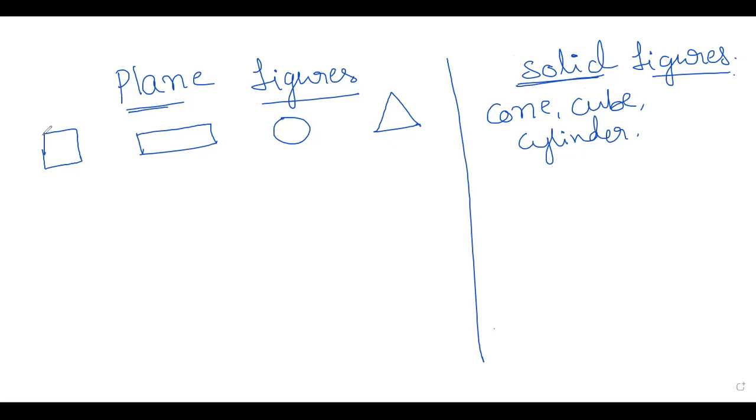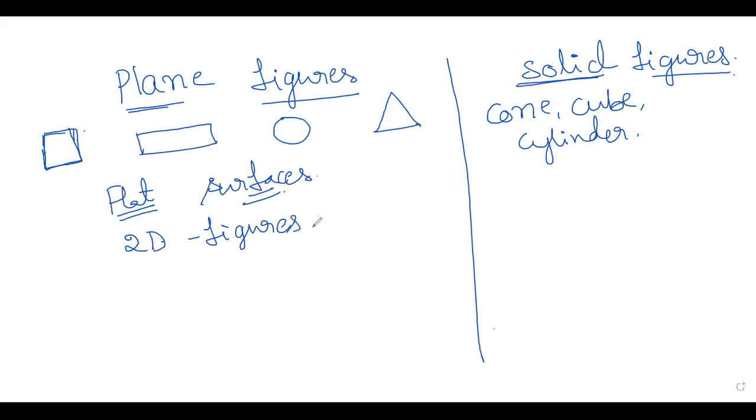So what is the difference between plane figures and solid figures? Plane figures have flat surfaces. Take a rectangle or take a paper. See, it has a flat surface. Right now, children, here you can measure only two things. These are called 2D figures. What do you mean by 2D? 2D is nothing but a two-dimensional figure.